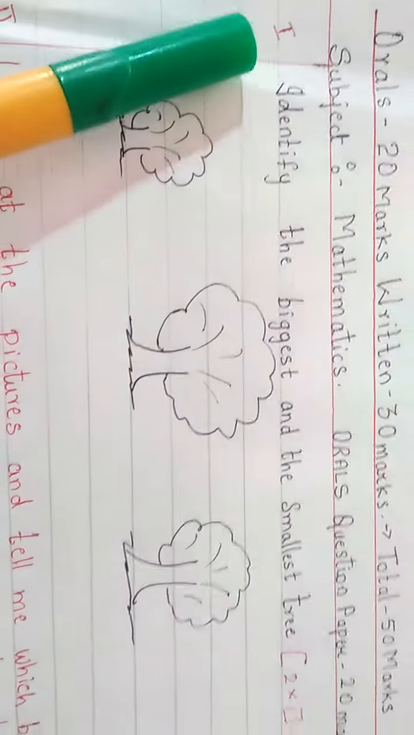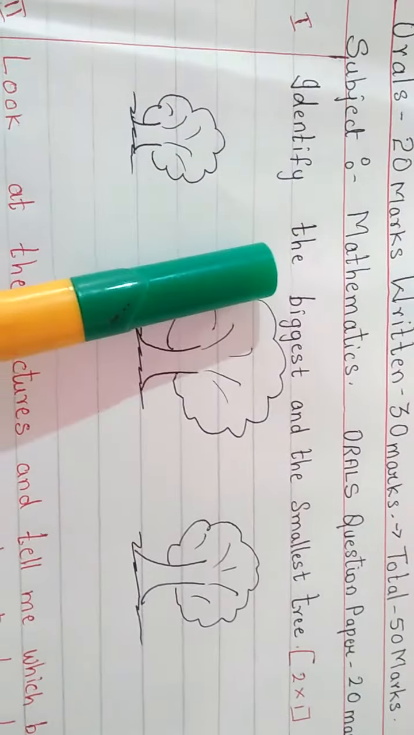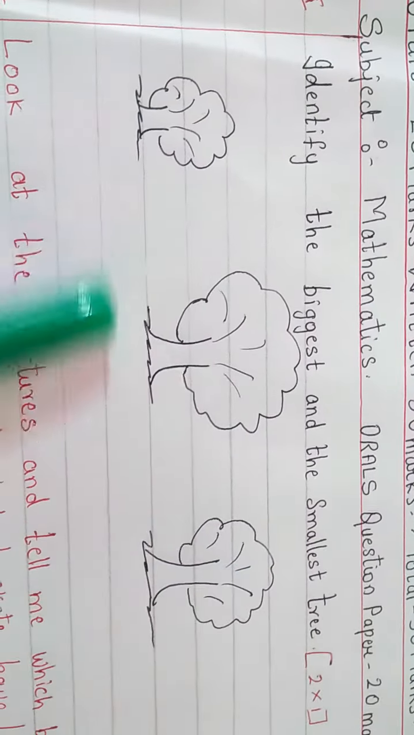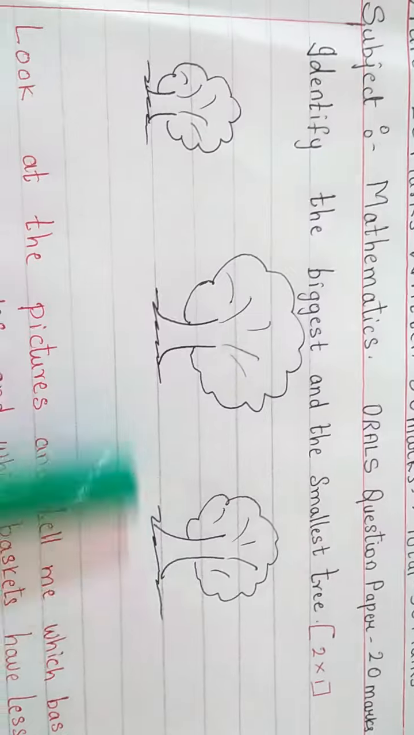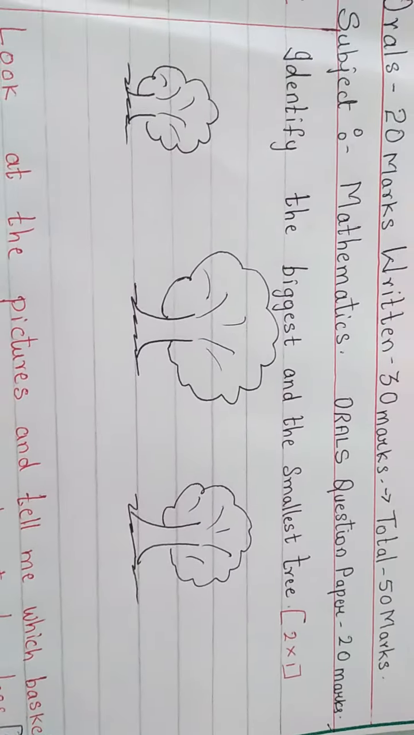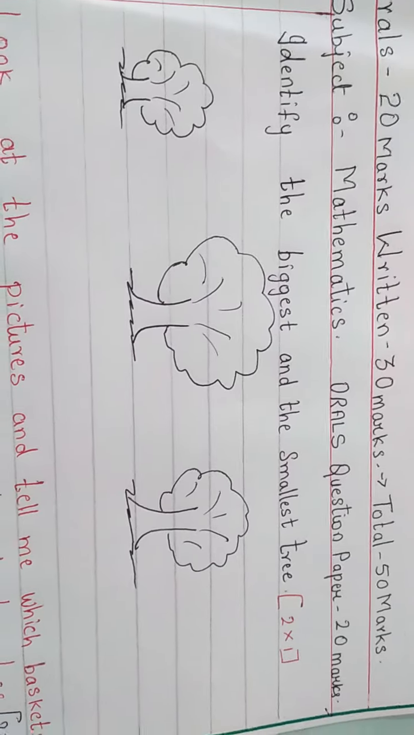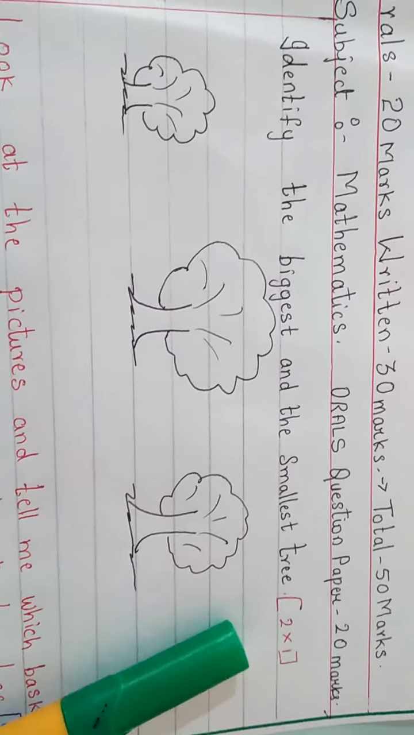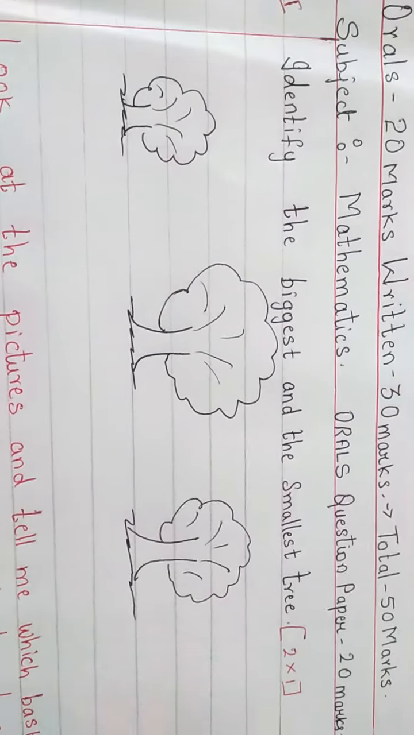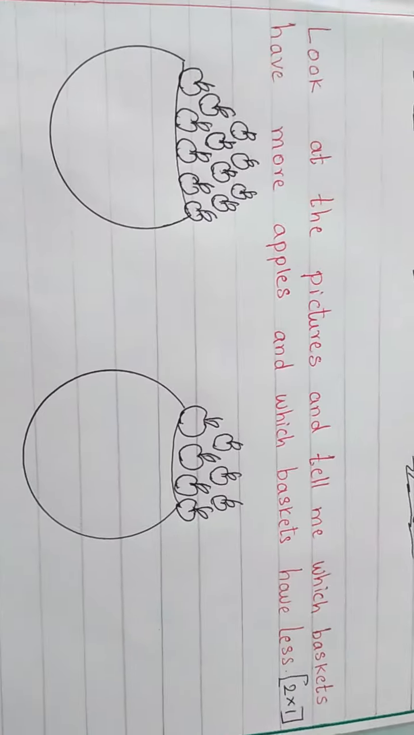Let's see the first question now. Identify the biggest and the smallest tree. So you can find trees given down here. So the child is supposed to identify the biggest tree and the smallest tree. So here the marks allotted is 2 marks. Let's move on to the next question.